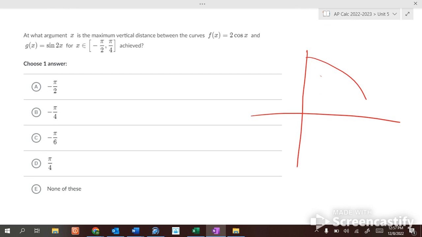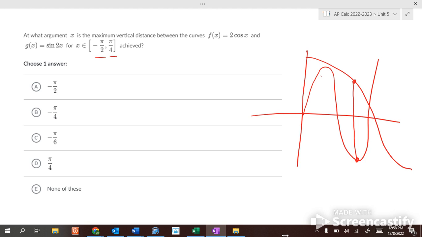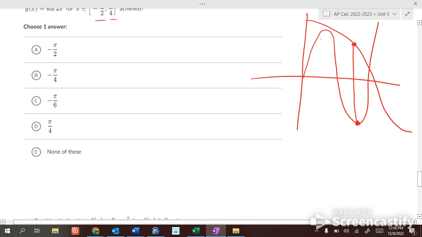2 cosine of x would be a function that looked like that. The sine of 2x would be a function that looked like this. What's the largest distance in between these two curves going to be? Where does it happen at? Somewhere in between negative pi over 2 and pi over 4. Okay? Well, find the distance of it. It's this y value minus this y value, or 2 cosine of x minus sine of 2x.